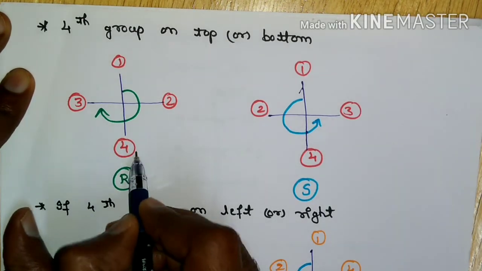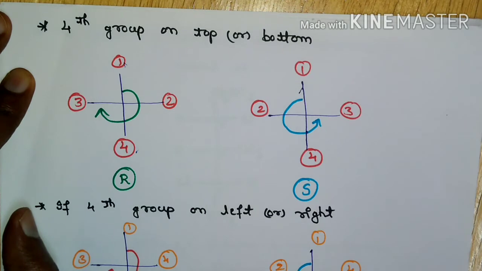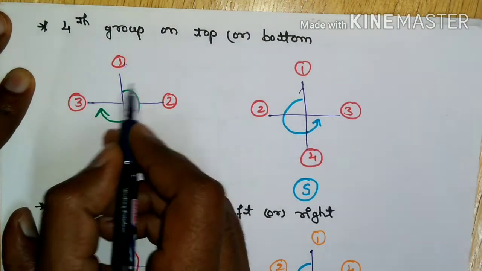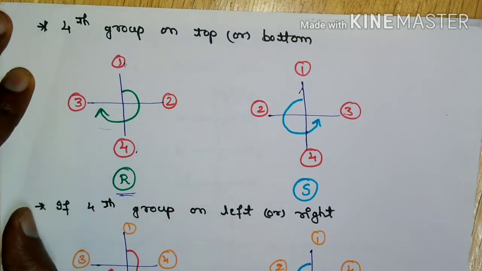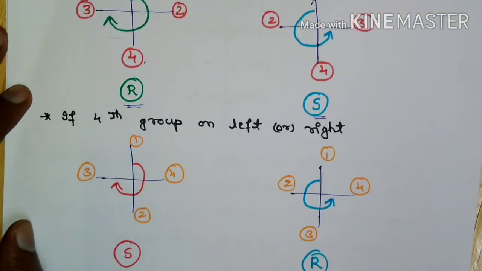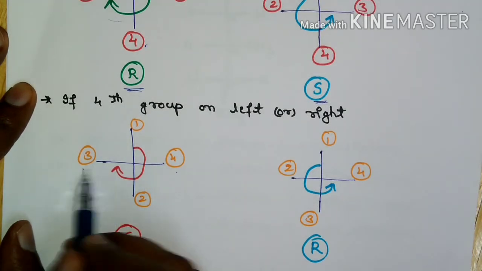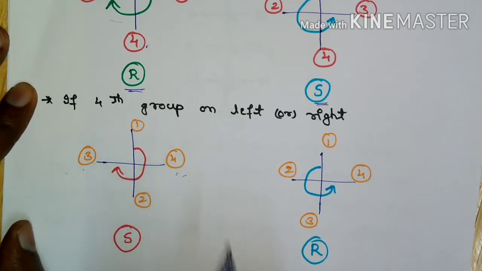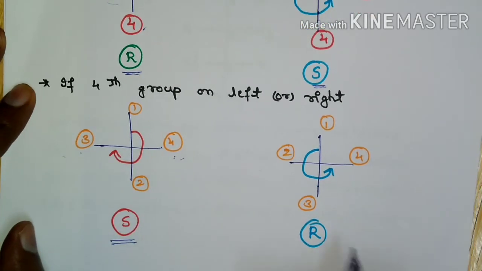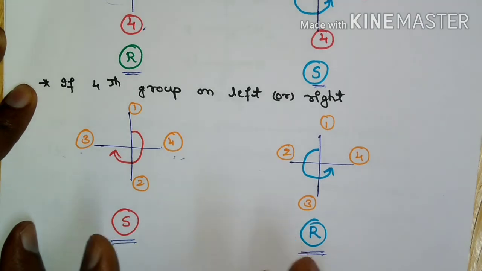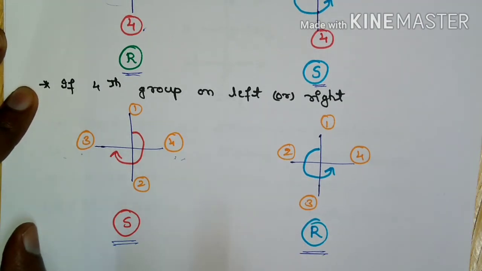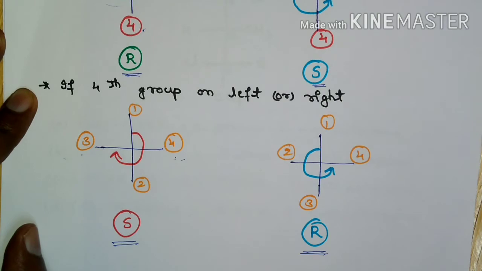If the fourth group is present on the bottom or top of the vertical line, then clockwise rotation will be called R and anti-clockwise rotation will be called S. If the fourth group is on the left or right side, then clockwise rotation will be S and anti-clockwise rotation will be R. This should be kept in mind when the compound structure is given in the form of a Fischer projection formula.